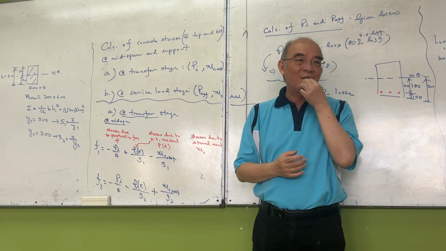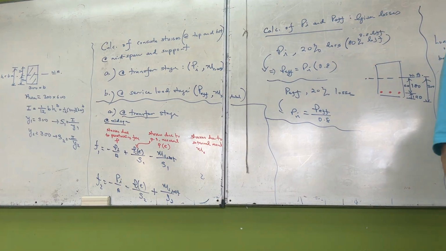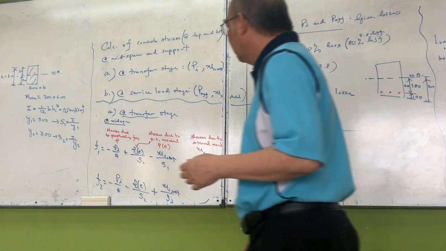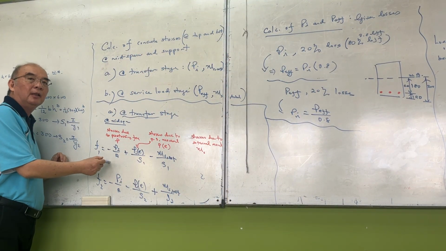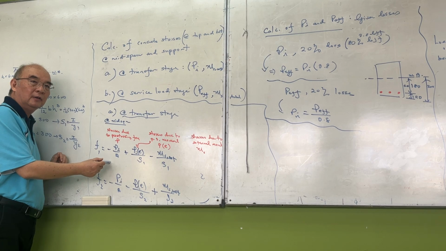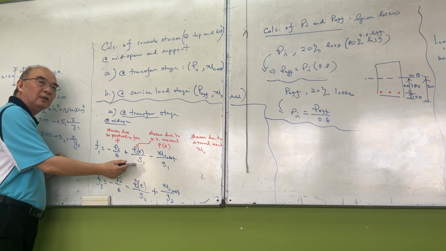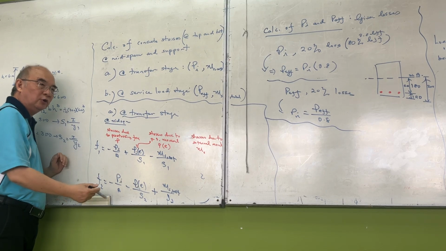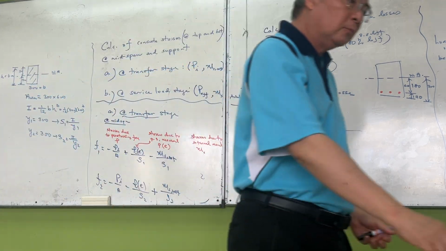That is why I explain this to you. Stresses due to pre-stressing force is just the force divided by the area. Stresses due to pre-stressing moment is the moment divided by S1 or S2. The S1 is what we call the section modulus.